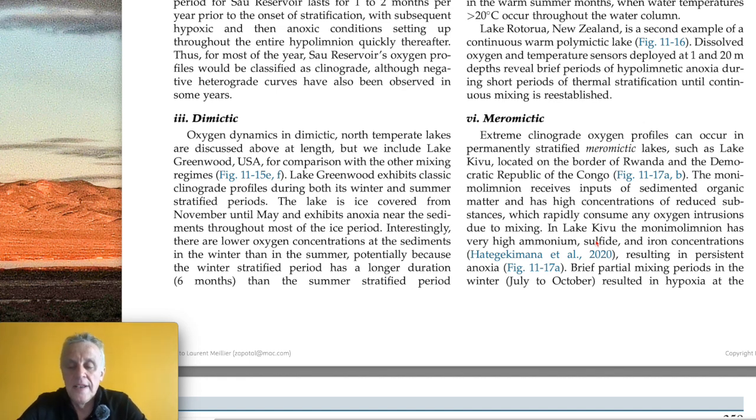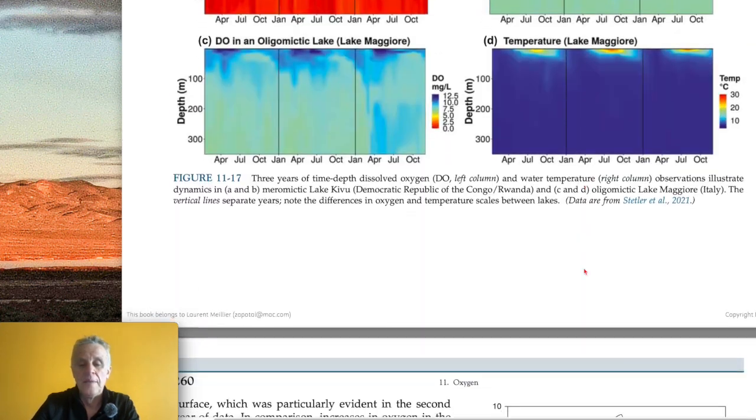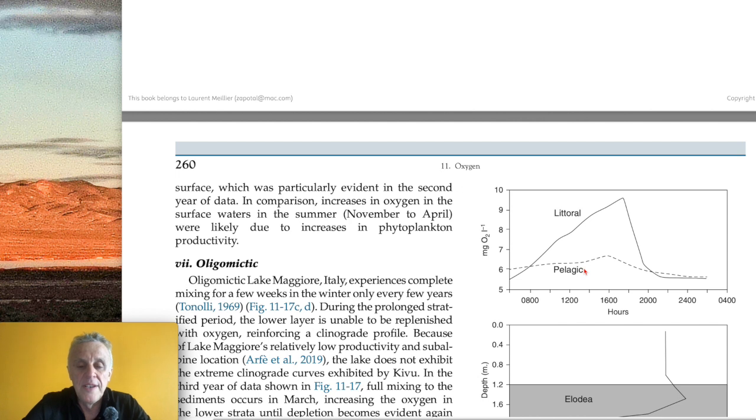Meromictic. Extreme oxygen profiles can occur in permanently stratified meromictic lakes, such as Lake Kivu, located on the border of Rwanda and the Democratic Republic of Congo. The monimolimnion receives inputs of sediment organic matter and has high concentration of reduced substances which rapidly consume any oxygen intrusion due to mixing. In Lake Kivu, the monimolimnion has very high ammonium, sulfide and iron concentration, resulting in persistent anoxia. Brief partial mixing periods in the winter resulted in hypoxia at the surface, which was particularly evident in the second year of data.